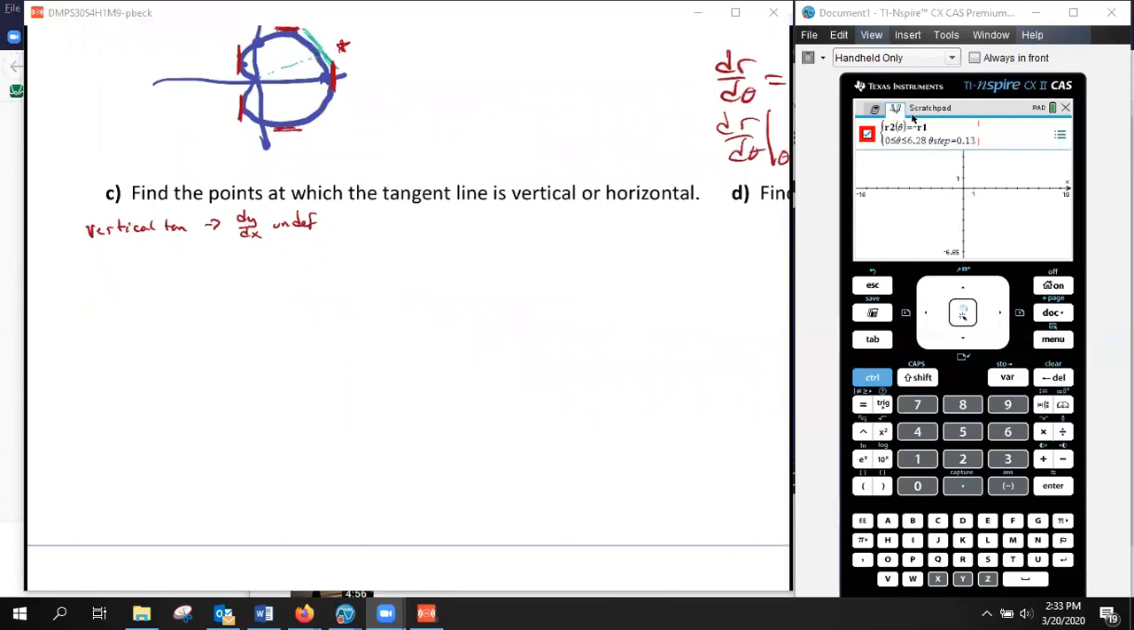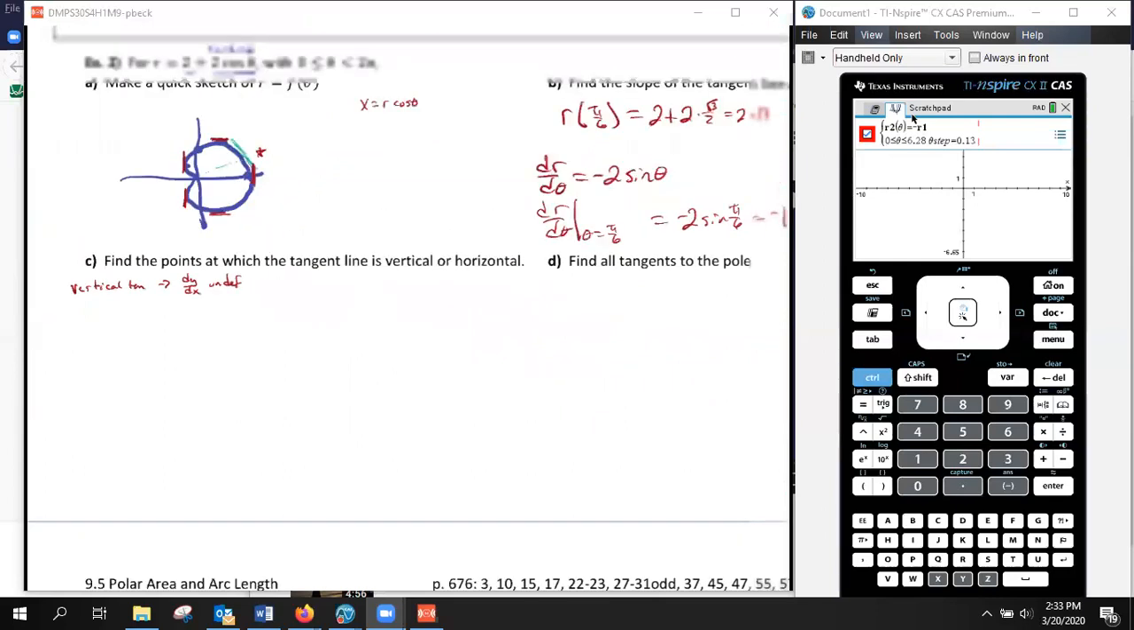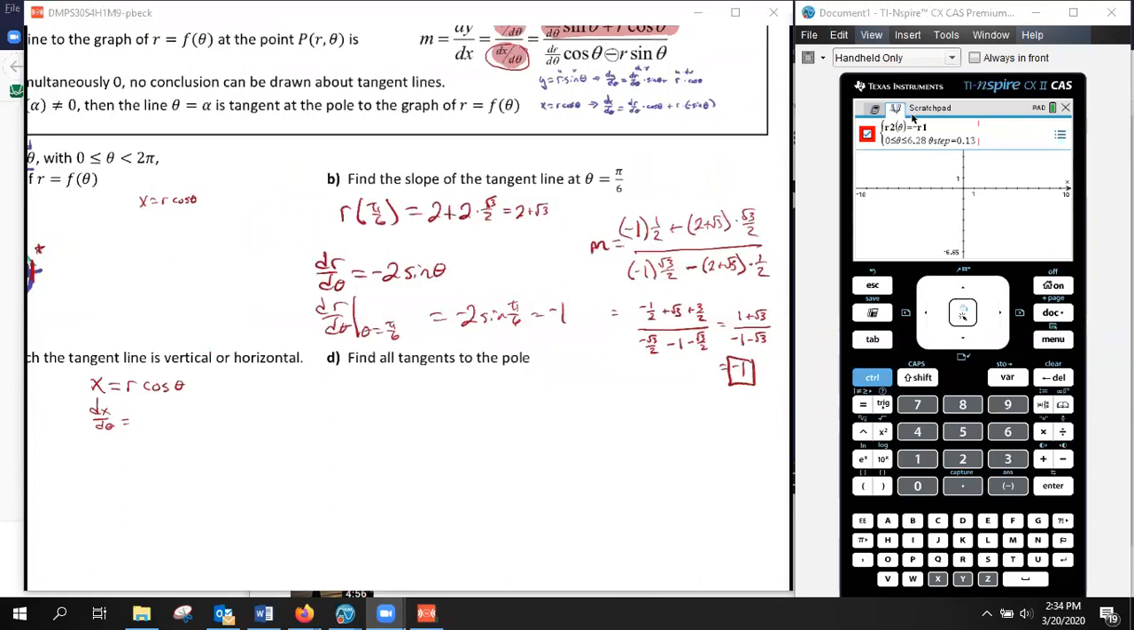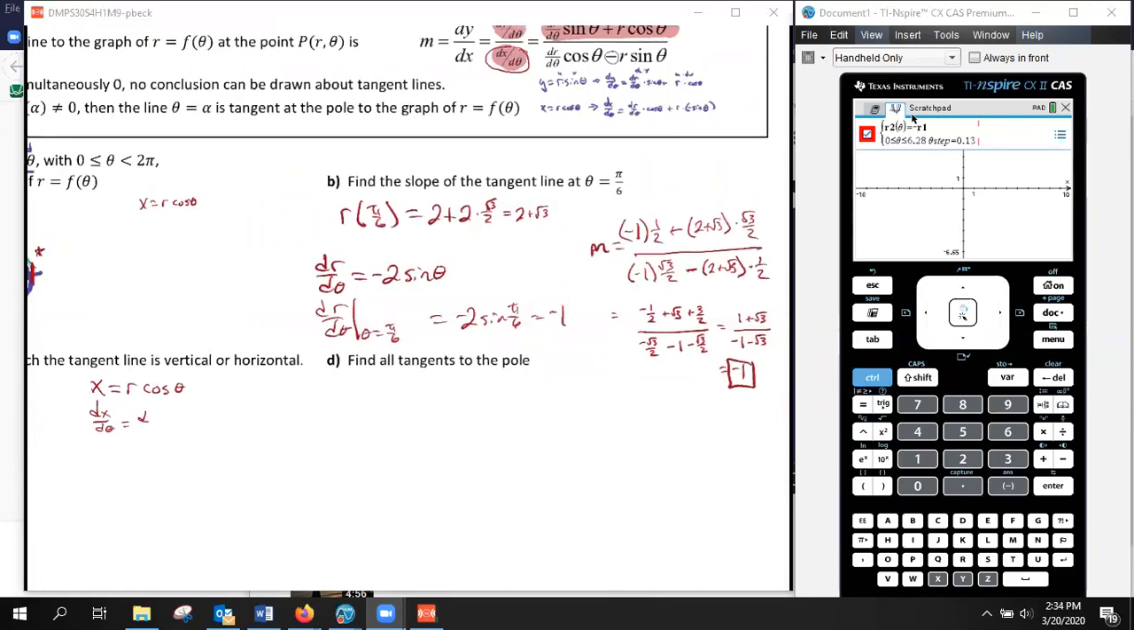So where dx/dθ equals 0. Let's go back into what I had started with before. Probably should have just done it right from the beginning. dx/dθ, I guess this is just a rederiving. So dx/dθ is dr/dθ cosine θ minus r sine θ, equaling 0.